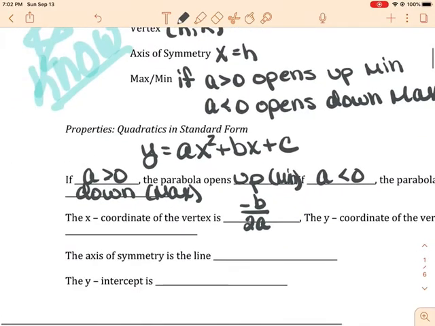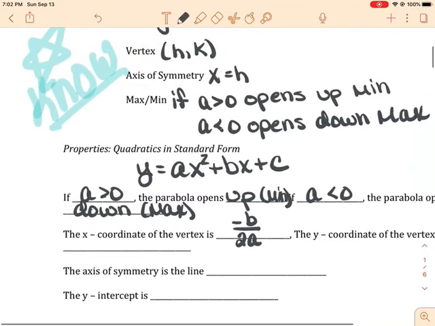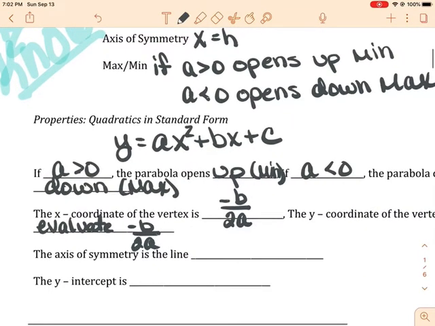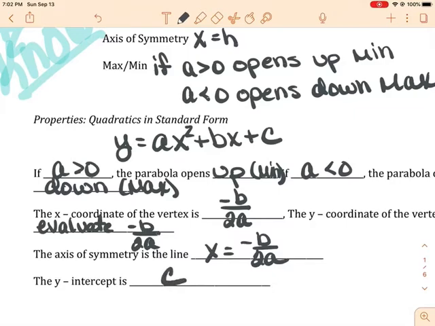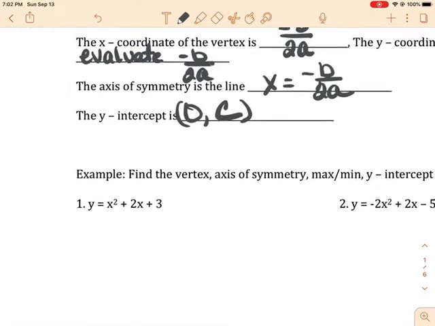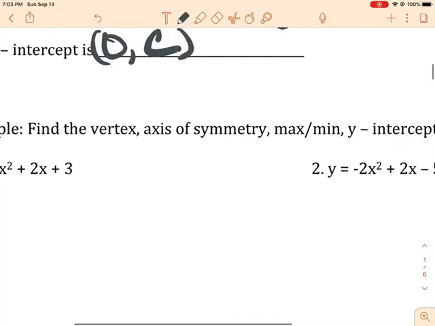Okay, and then the y-coordinate of the vertex is when we evaluate negative b over 2a. So we're going to put that answer into the standard form. The axis of symmetry line is going to be x equals negative b over 2a. And the y-intercept is always the c. Okay, so we could write it as 0, c if we choose to do so. All right, so let's start with just being able to find that information, and then we're going to use that information to graph.